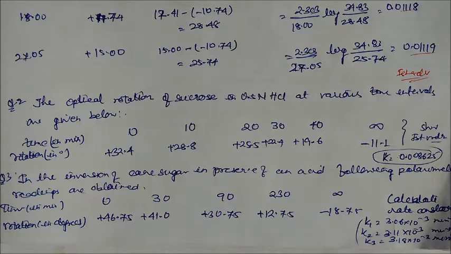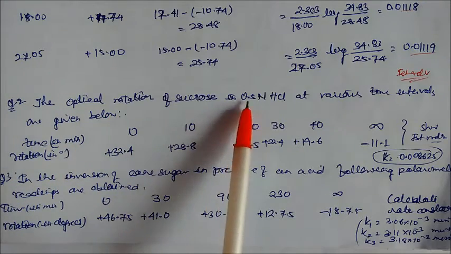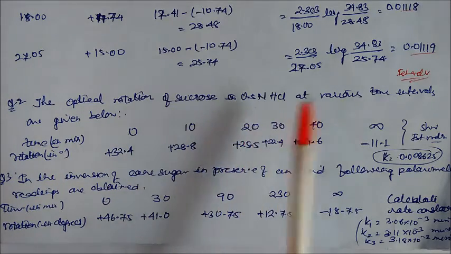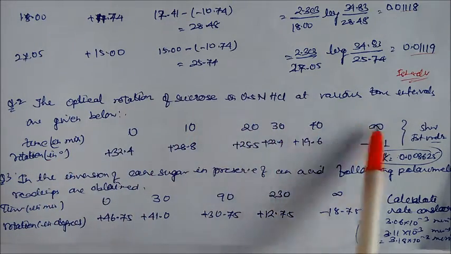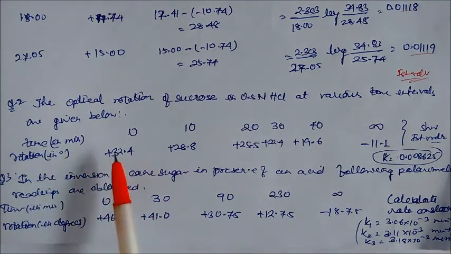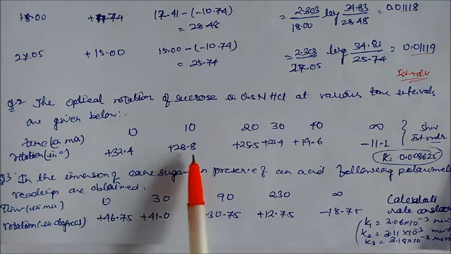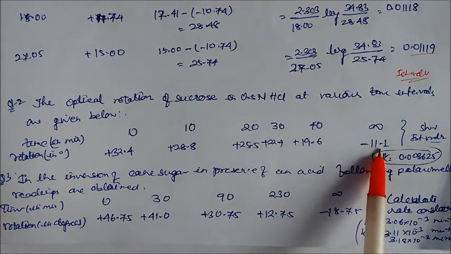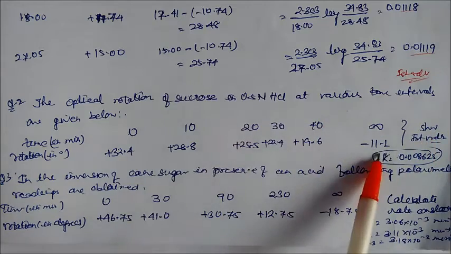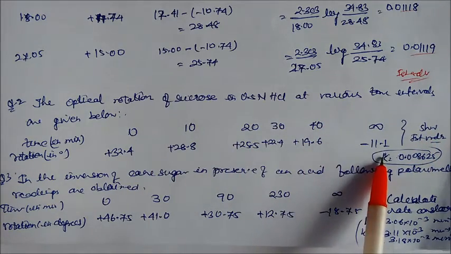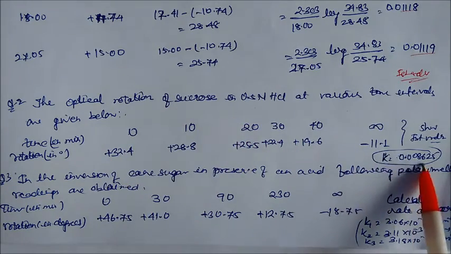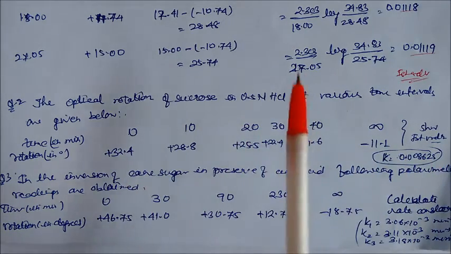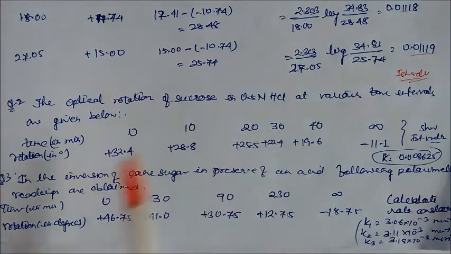Similarly, we can see some examples. The optical rotation of sucrose in 0.5 normal HCl at various time intervals is given below. Time is given as 0, 10, 20, 30, 40, infinity, and rotation in degrees is given as plus 32.5, decreasing to minus 11.1. This is a first order reaction, and if you solve it, you will get the rate constant value for this rotation of sucrose as 0.008625. Like the previous example, you can solve it in the same manner.